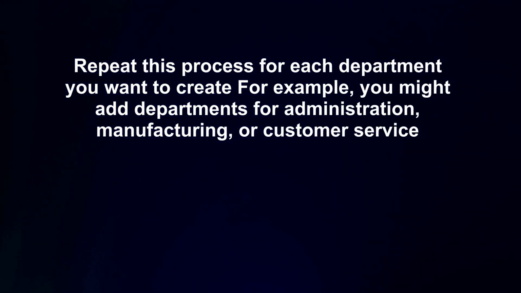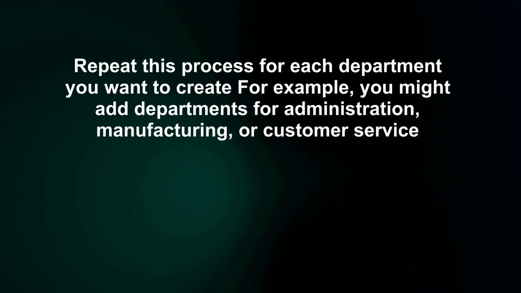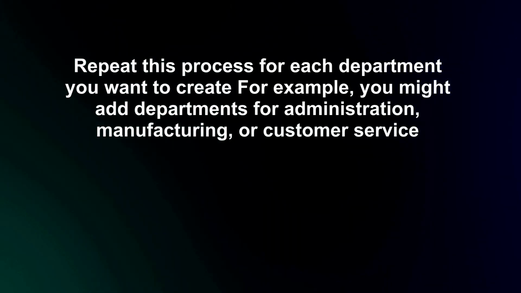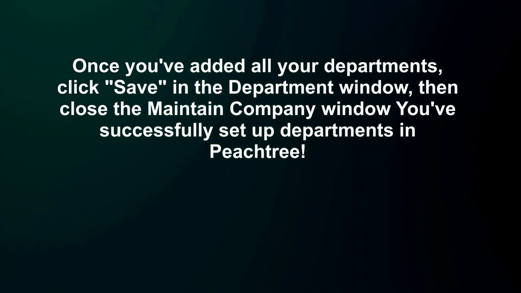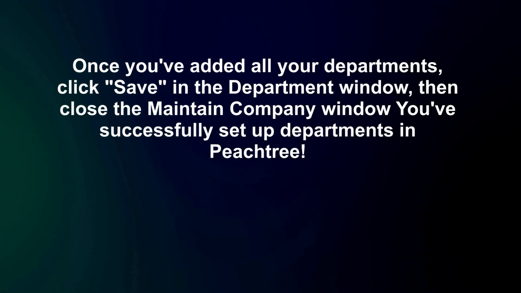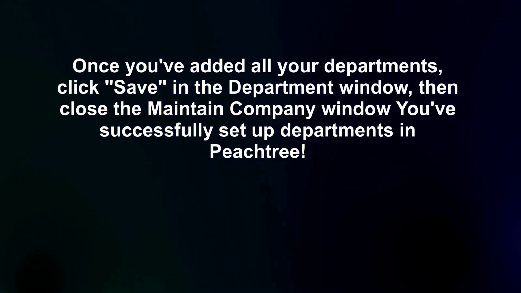Repeat this process for each department you want to create. For example, you might add departments for administration, manufacturing, or customer service. Once you've added all your departments, click Save in the Department window, then close the Maintain Company window. You've successfully set up departments in Peachtree.